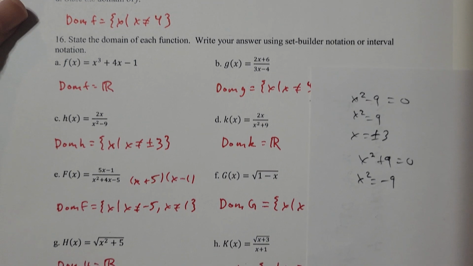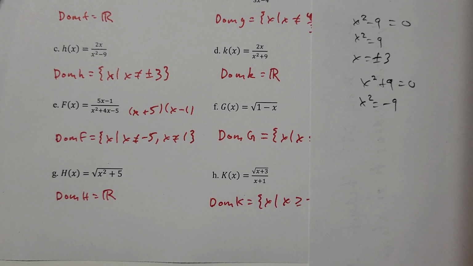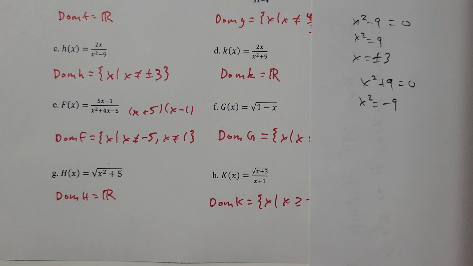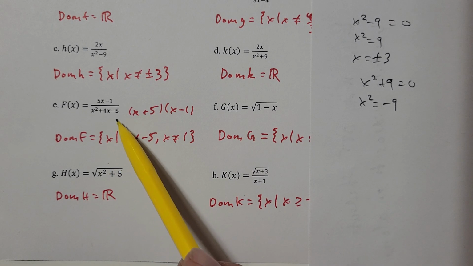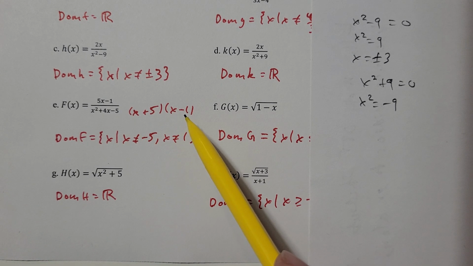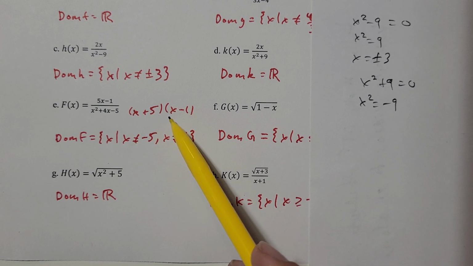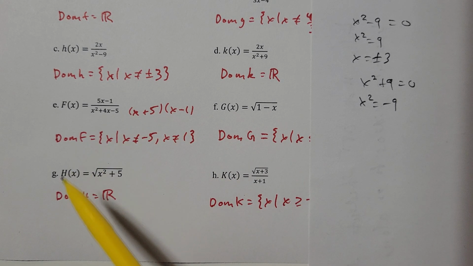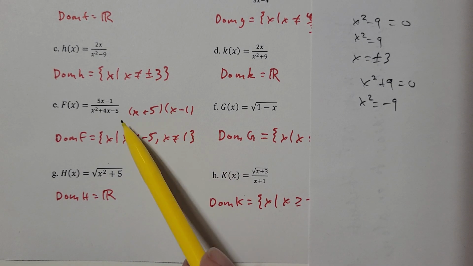All right. Part E, we have f of x equals 5x minus 1 divided by x squared plus 4x minus 5. Well, the denominator can't be 0. So if I set the denominator equal to 0, this should factor. It's going to be x plus 5 times x minus 1. And I can check that. x times x is x squared. Negative x plus 5x is 4x in the middle.